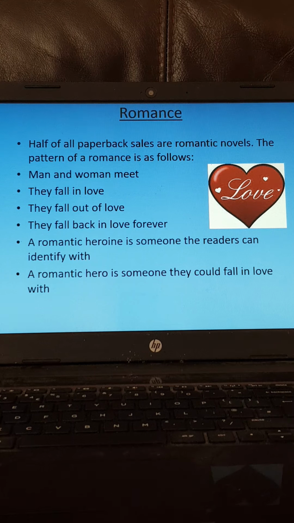A romantic heroine, so the female character, tends to be someone that the readers can identify with, and a romantic hero, someone that they could fall in love with. That's the traditional type. Obviously, with more modern types, you might have same-sex couples, younger, older people. Doesn't really matter so long as you've got two people meeting and falling in love.